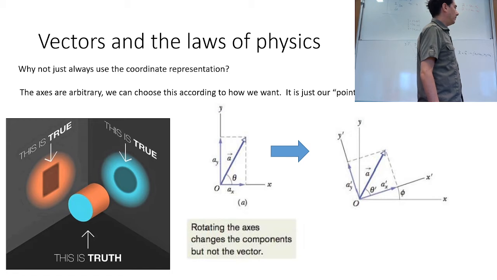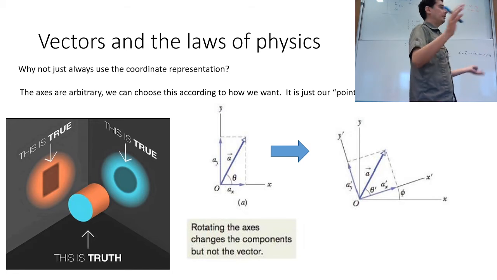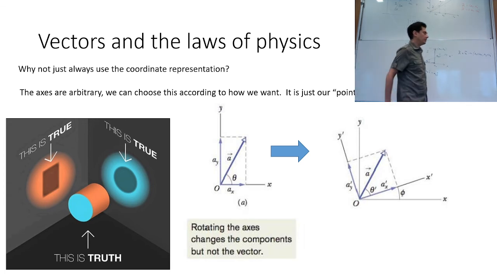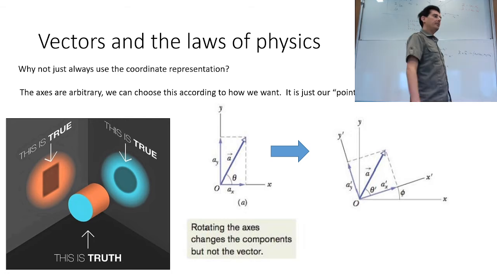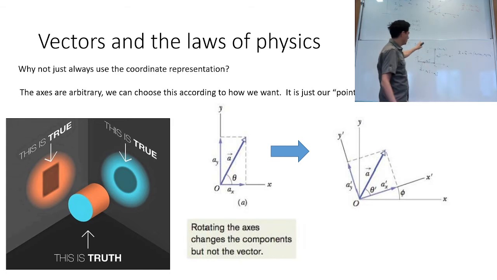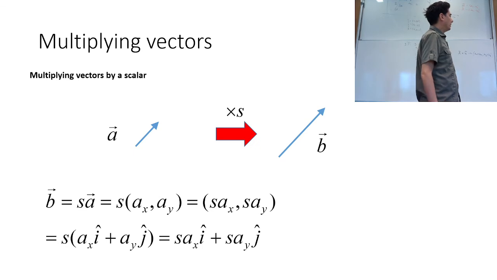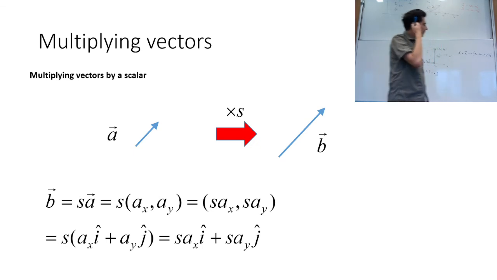And of course, when we rotate our coordinates, we don't change anything about the vector. It remains exactly the same. It's pointing in exactly the same direction, so its length is the same, but how you represent it in terms of coordinates might change.